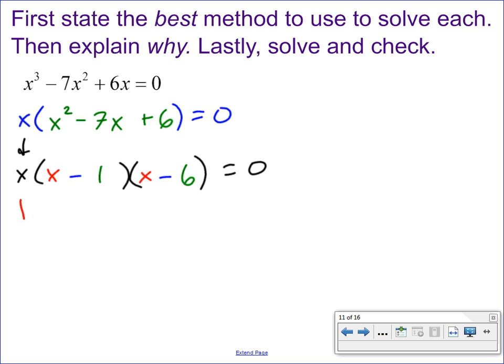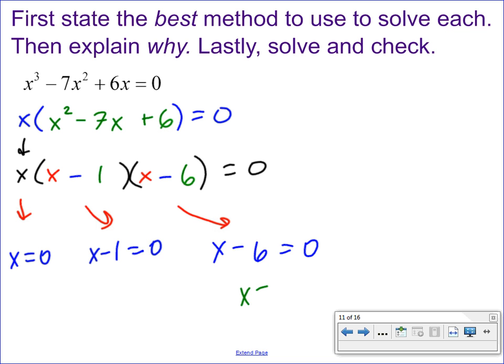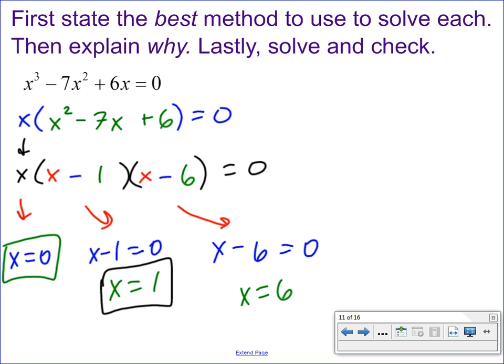So each factor equals 0 and solve separately. So I get x equals 0. X minus 1 equals 0, and X minus 6 equals 0. So it looks like we have 1, 2, 3 solutions. And factoring was the way to go. At this stage, factoring was appropriate because it was a greater than degree 2 polynomial. It was a higher degree polynomial.